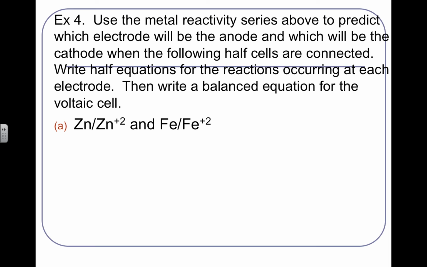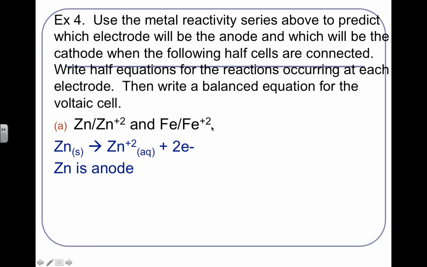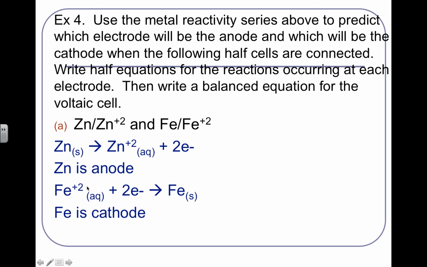So our first one deals with zinc and iron. We're going to look at the activity series, and we're going to see that zinc is higher than iron. So that means zinc is more likely to be oxidized. So we're going to write a reaction for zinc being oxidized, for losing electrons. And oxidation occurs at the anode, so zinc is the anode. That means that iron is going to be the cathode, and it is going to be reduced. So I'm going to write iron gaining electrons. Go ahead and say that iron's a cathode.